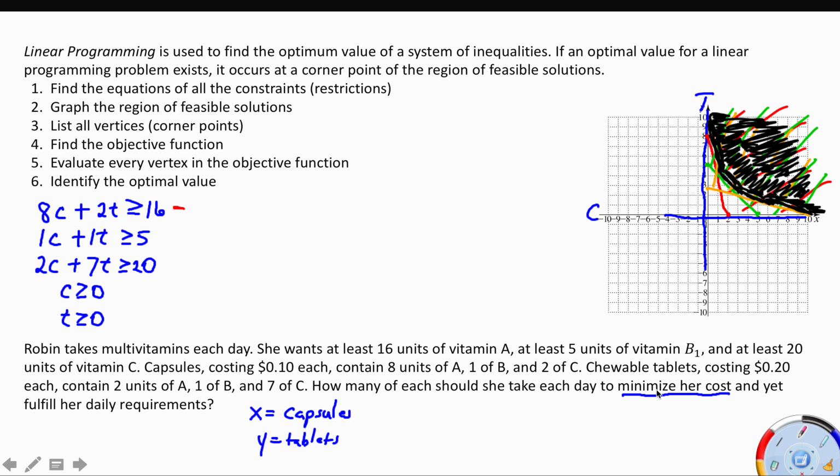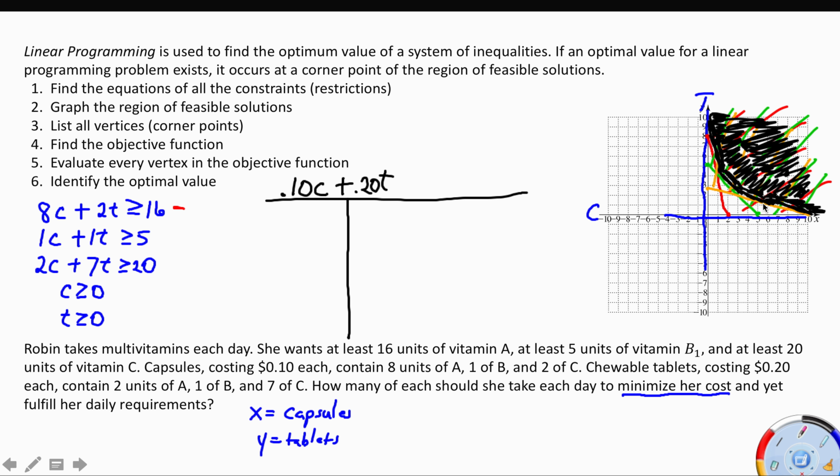Okay, so now I'm going to come up with her cost function, right? And the capsules cost 10 cents each. So 10 cents times a capsule. And the tablets cost 20 cents each. And I'm going to make a table, and I'm going to check every corner, because the minimum or maximum will be at our corner.